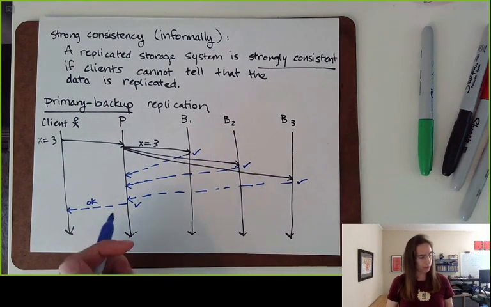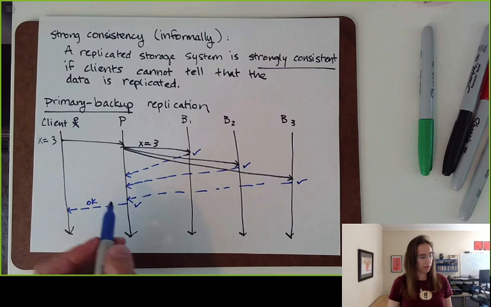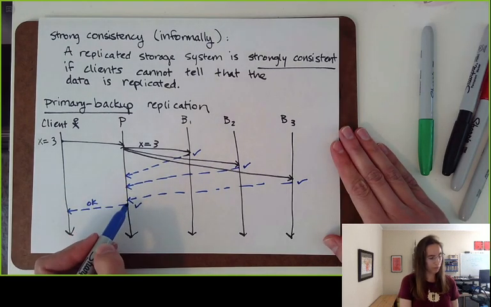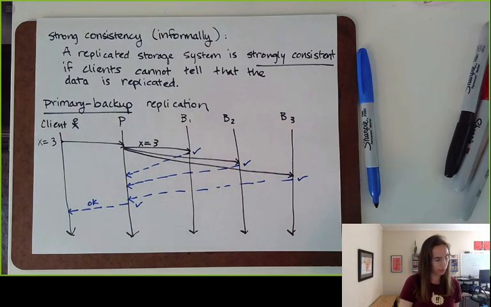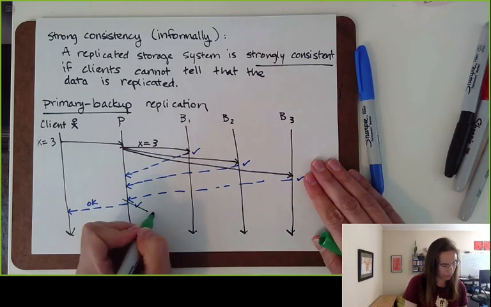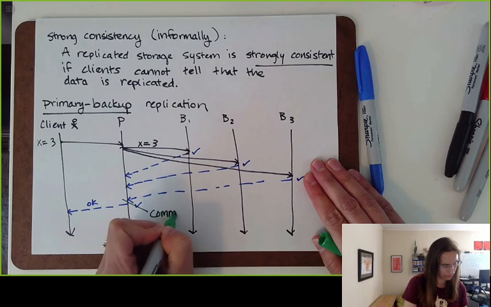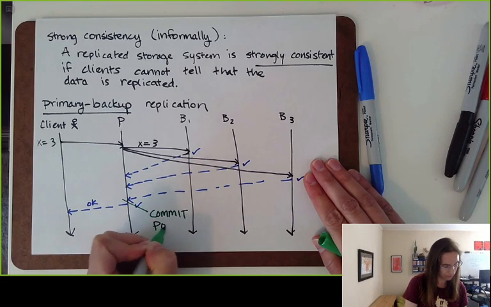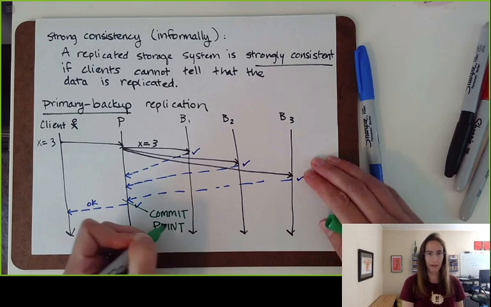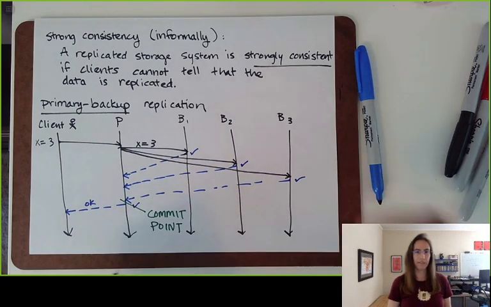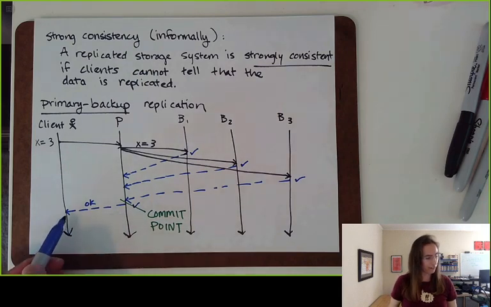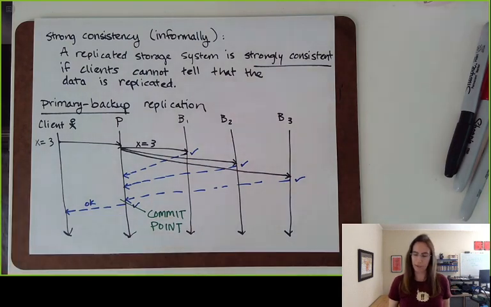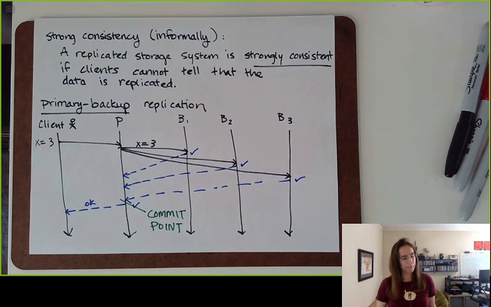We call that point right there, the point at which the primary has gotten acknowledgments from all of the backups and then delivered the write to itself, the commit point of that write. And then it can acknowledge the client, tell the client, okay, that write happened. So that's how writes work.